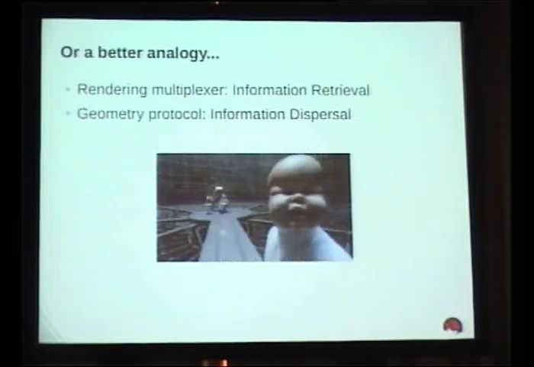In the Brazil sense, rendering multiplexer is information retrieval, where you go beat up the protocol to make it do what you want. And the geometry protocol is information dispersal, where it tells you about all the changes it just did.